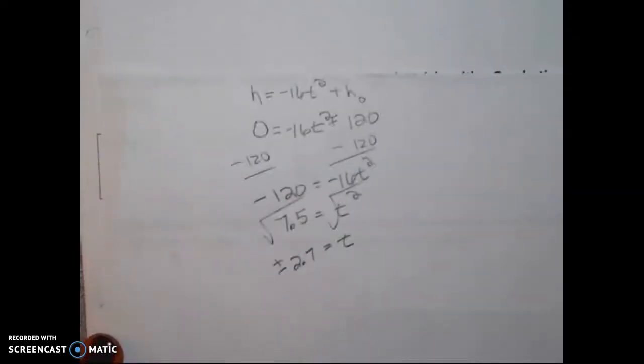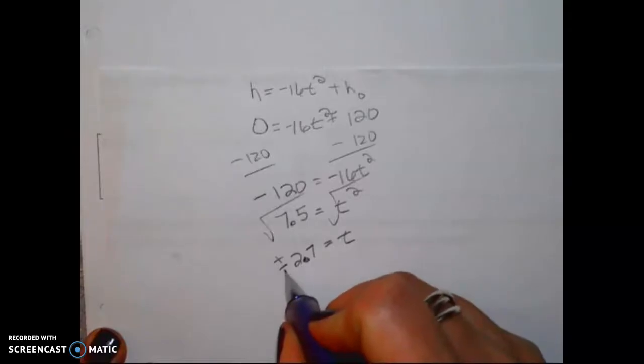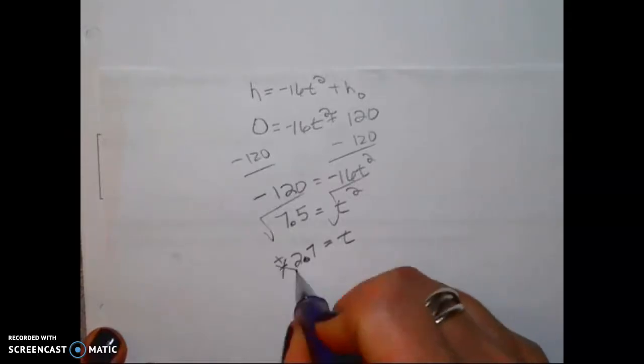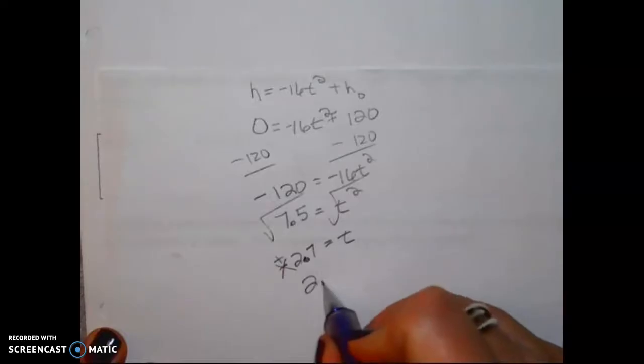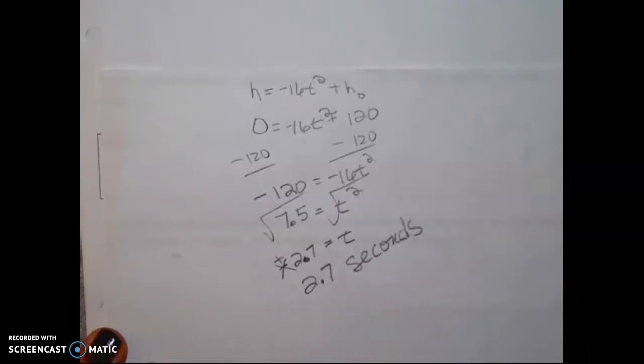I think it says to round. When you do these, you round to the nearest tenth, so it's 2.7, but you guys, you can't have a negative answer. That's extraneous. So it is 2.7 seconds to land on the ground.